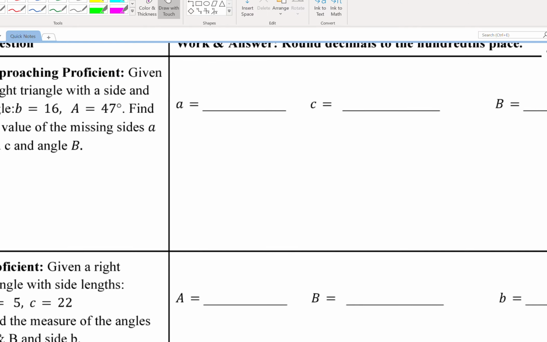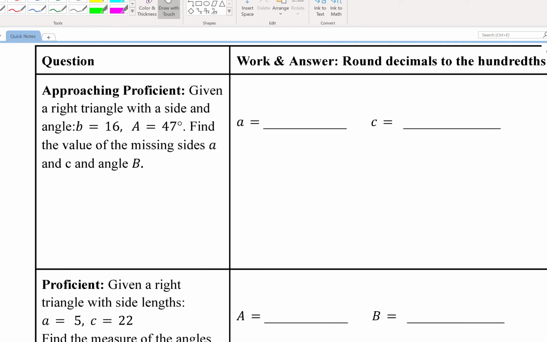They have given us the information that says, given a right triangle with a side and angle, lowercase b equals 16, that's a side length. When they have the lowercase letters, we're talking about side lengths. A equals 47 degrees. One, it's a capital letter, so it's an angle, but also it says degrees, and so that's another indication that we're looking at degrees. Find the value of the missing sides A and C and the angle B.